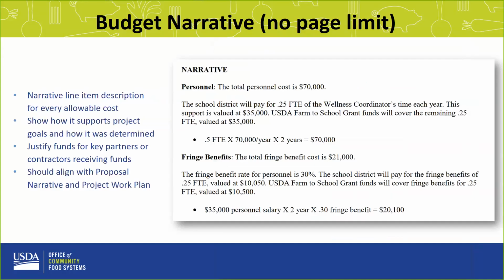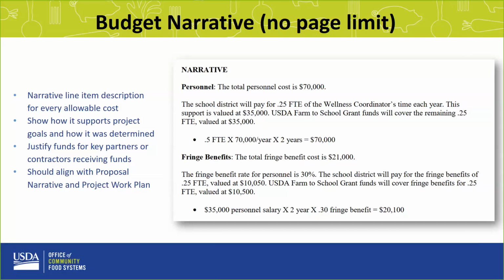Then, the budget narrative will describe every line item in the budget by category, justifying each proposed cost. This section should clearly align with the activities described in the proposal narrative and the project work plan. Here's an example for the personnel and fringe benefits categories from the example budget narrative provided on our website.